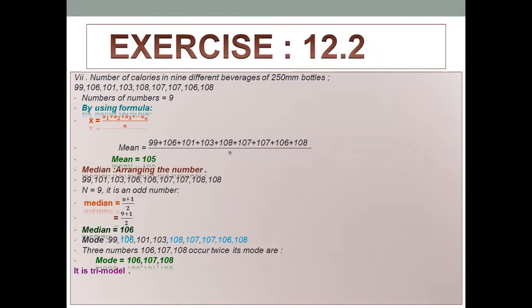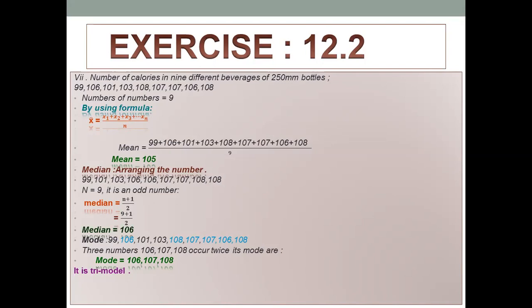Arranging the data, in this case the number of observations is odd. It means that we calculate n plus 1 by 2. 9 plus 1 by 2 is 5. Check in your data which number is in the fifth place. 106 lies in the fifth place. It means that our median is 106.